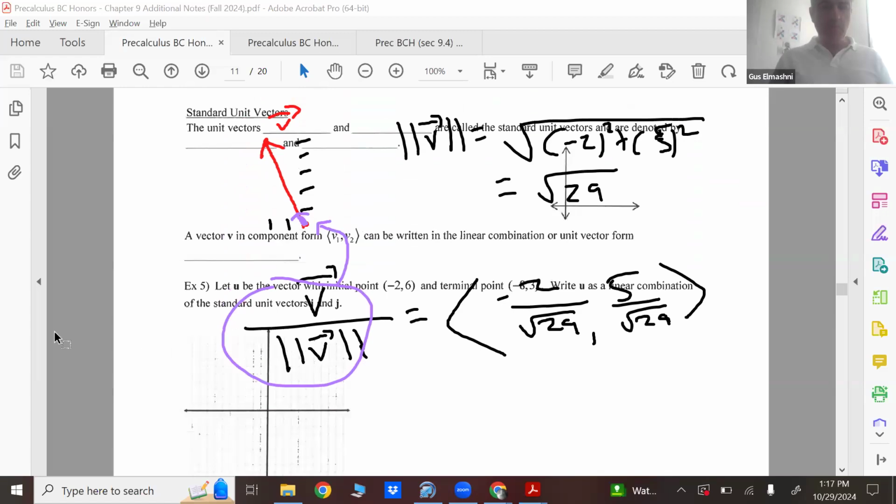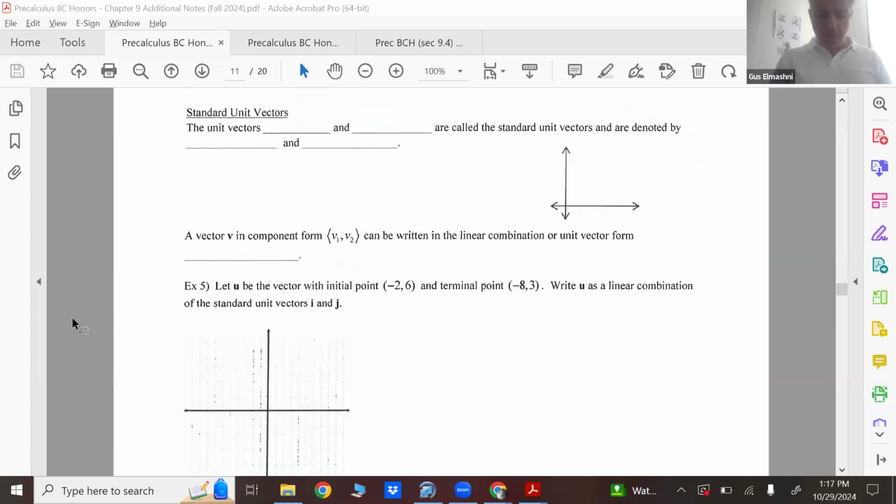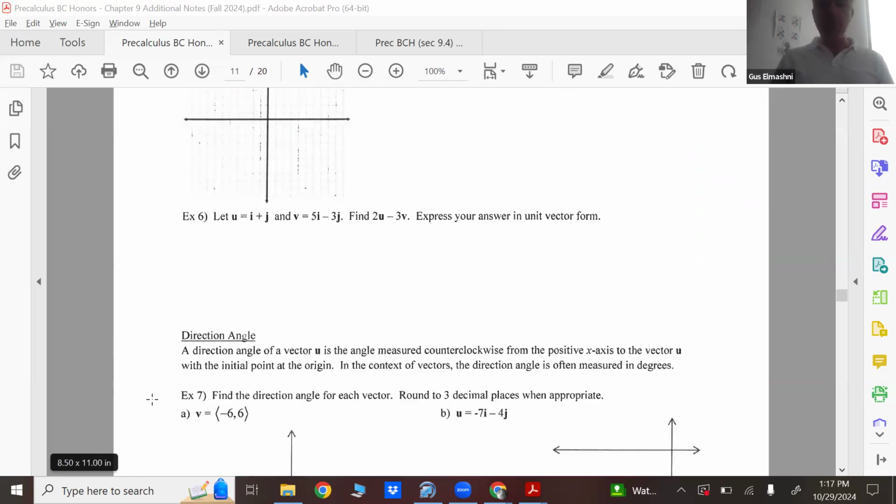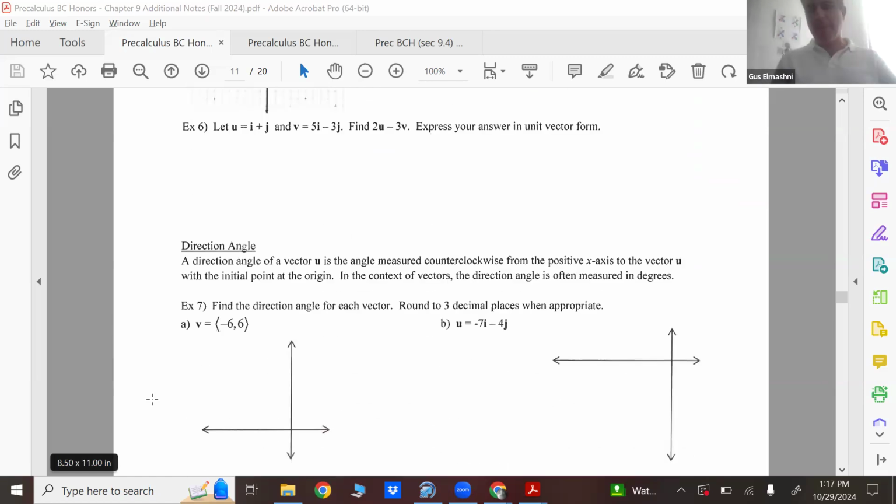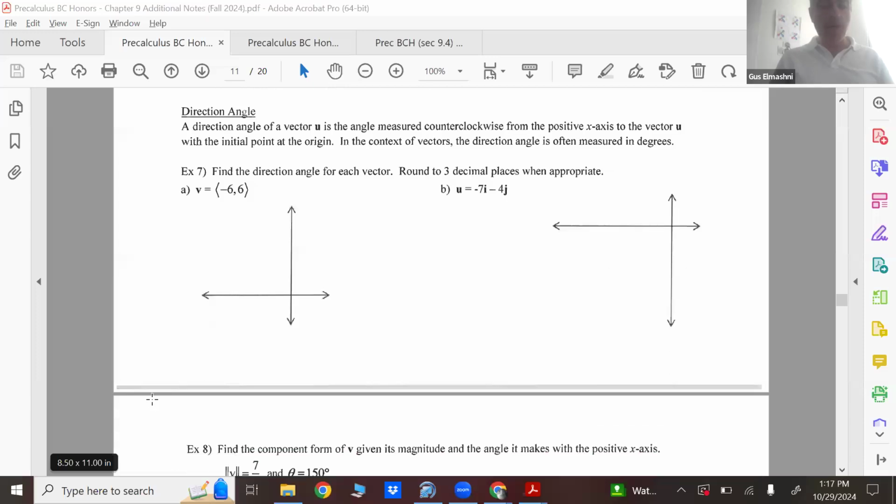I'm going to jump around a little bit, because some of these things are getting kind of repetitive, and I think you guys can figure it out. Remember I showed this other notation with i and j, same thing. Let's not worry about it. I'll scan these notes and put them in school so you have them, but let's talk about example 7. Let's find the direction angle. That's important. This is just like the unit circle.